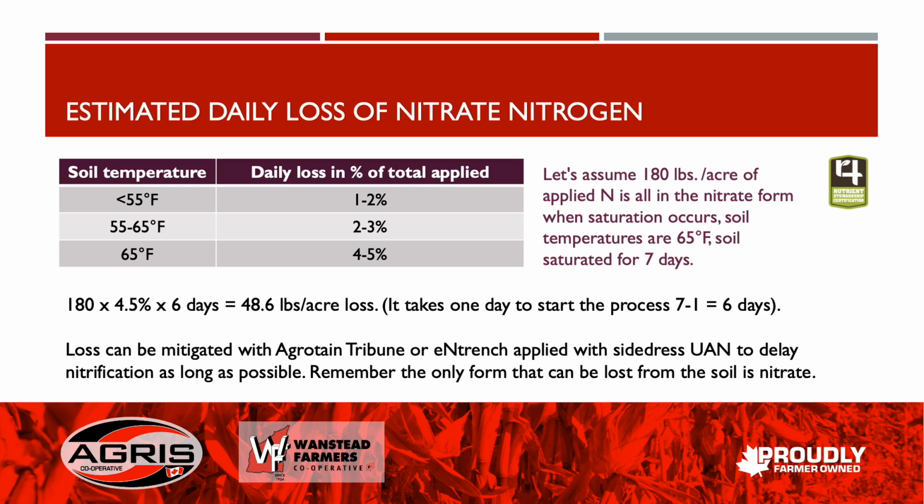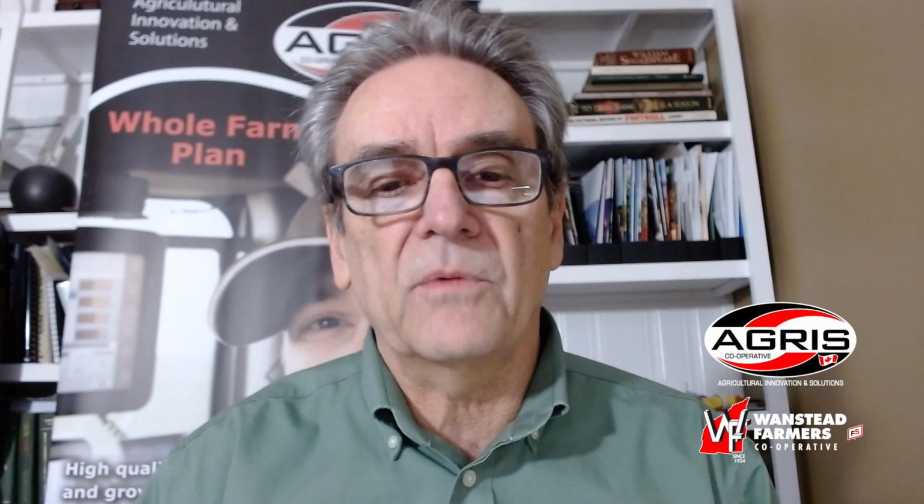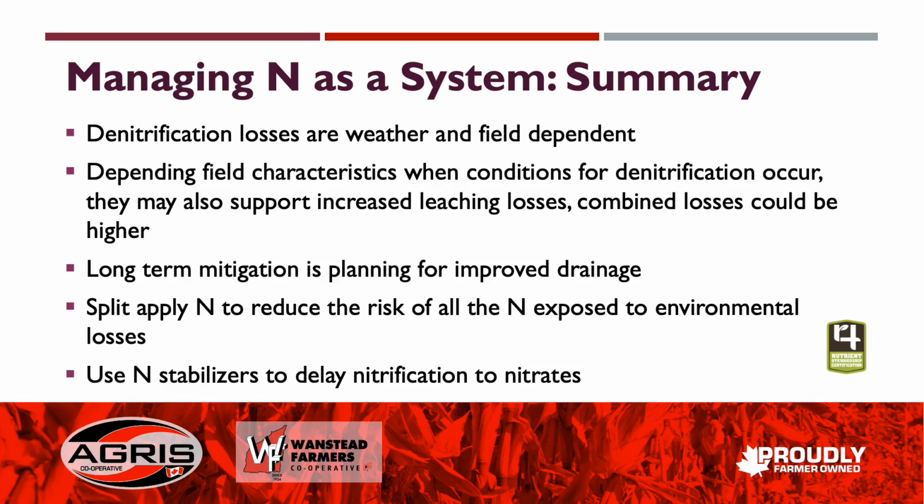So we take the 180 of N, 65 Fahrenheit soil temperature, we're looking at 4 to 5% daily loss, so we'll do 4.5%. We're going to multiply by 6 days because it takes 1 full day to start the process of denitrification. So that's just 6 days. That estimates just around a 48 to 49 pound loss of nitrogen from those conditions. So this is a way we can actually look at some estimation of what's happened based on some of the environmental conditions. Going forward, obviously denitrification losses are very weather and field dependent.